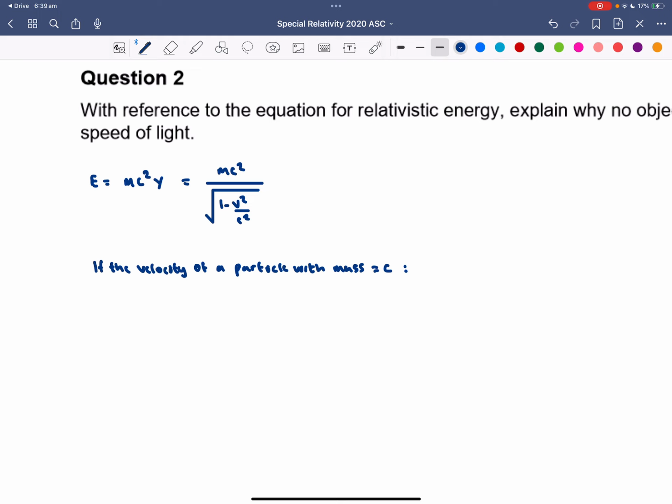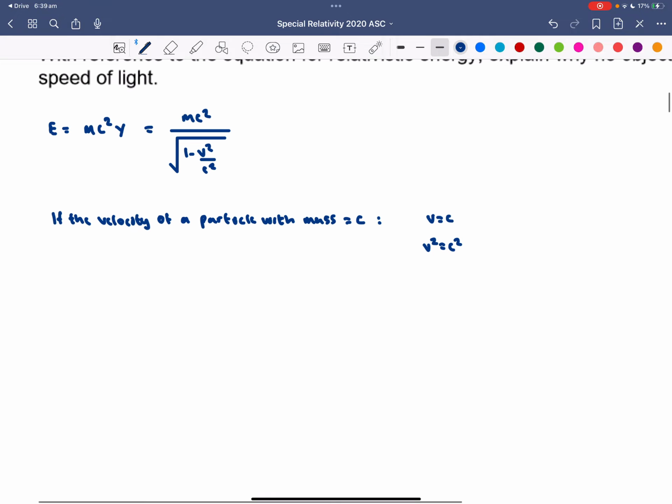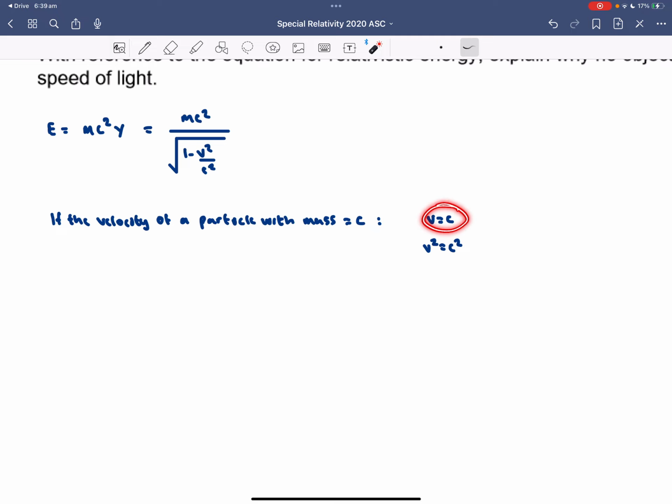So if the velocity is equal to c, that means pretty much square both sides. Velocity squared equals c squared. All right, I'm going to be manipulating this to make it look like this. So v squared equals c squared, divide both sides by c squared. So that would mean v squared on c squared is 1.